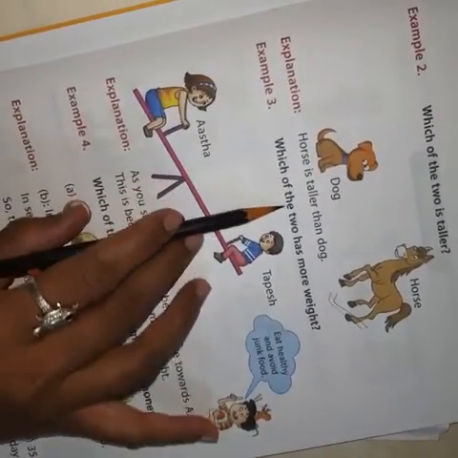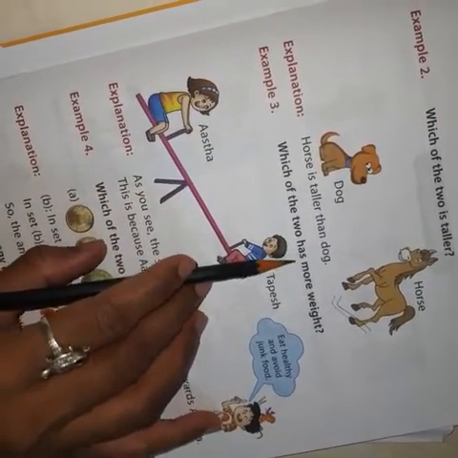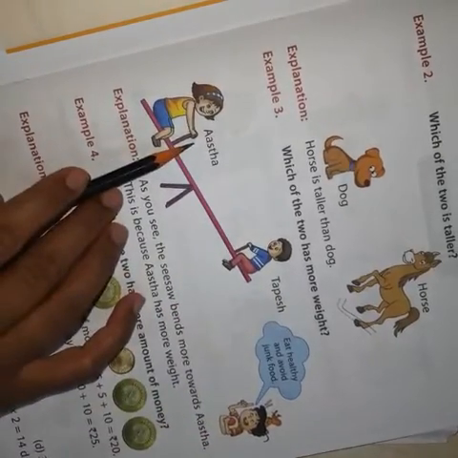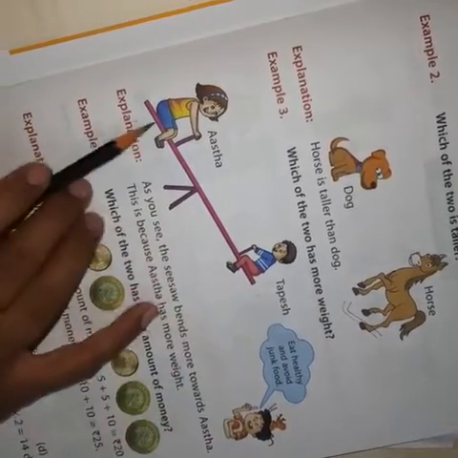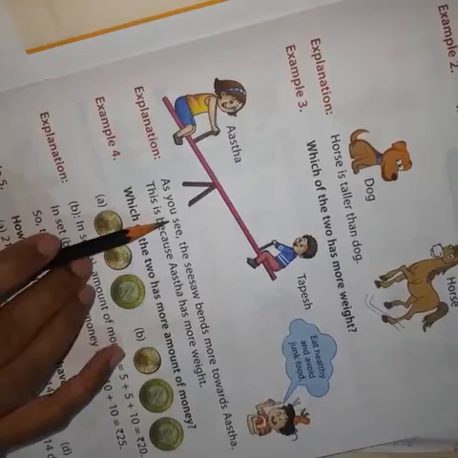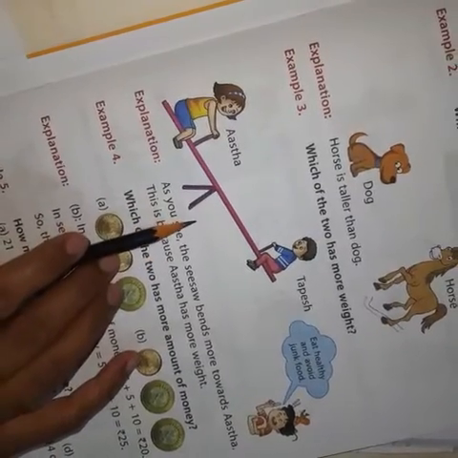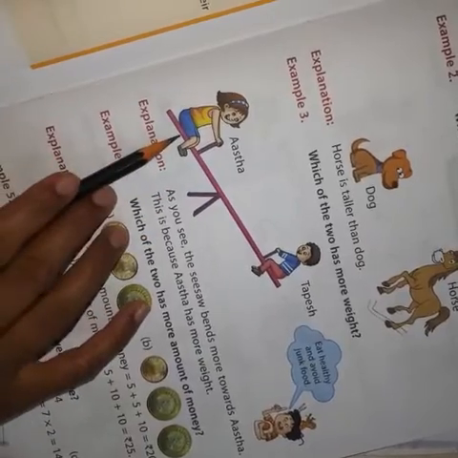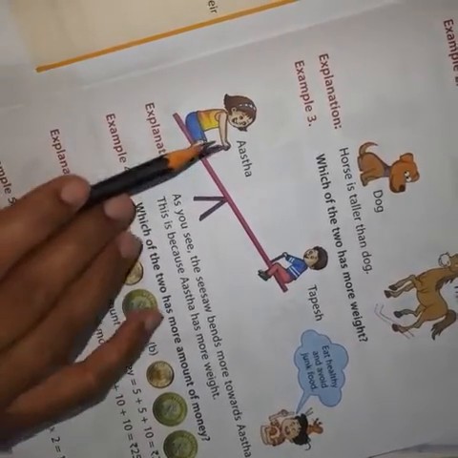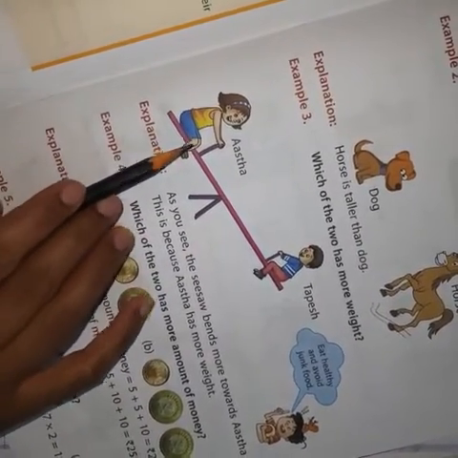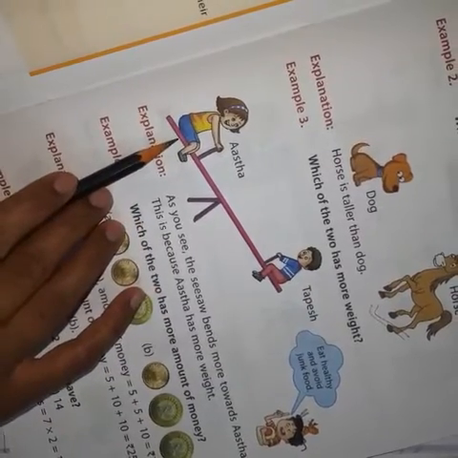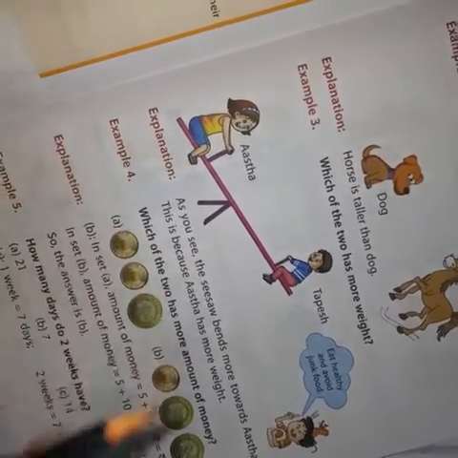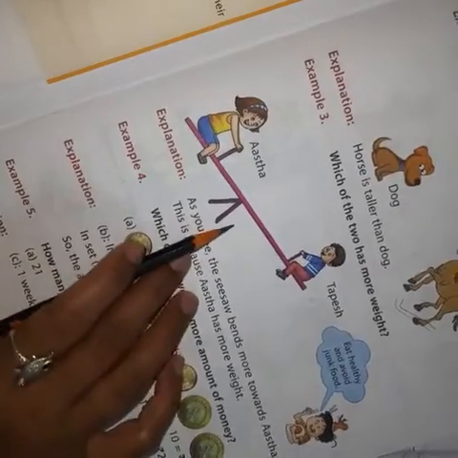Example 3. Which of the two has more weight? Here is Astha, here is Tapish. As you see, the seesaw bends more towards Astha. Okay, this is because Astha has more weight. Astha has more weight, that is why the seesaw bends towards Astha. Okay, I hope you can understand.